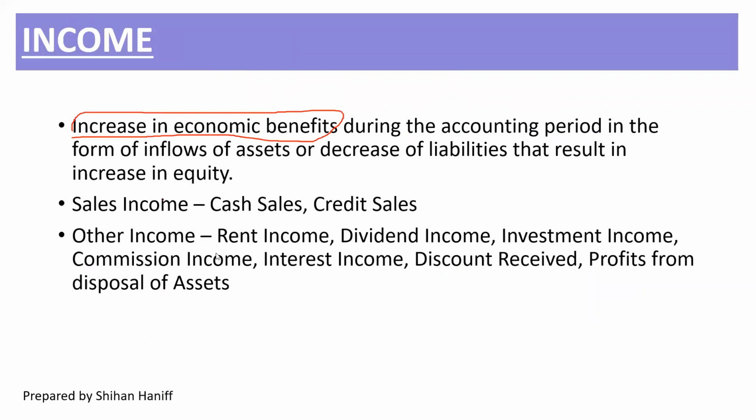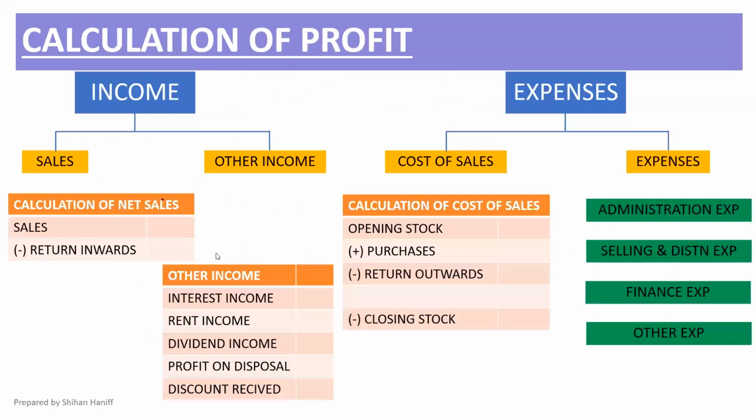So let's see what are the income and what are the expenses. This is a key area that you all need to understand, because this is useful when it comes to the preparation of financial statements. That is the main question in your syllabus, in your paper. So when it comes to income, as I said, income is an increase in economic benefits. There are two types of income: the main income and all other income.